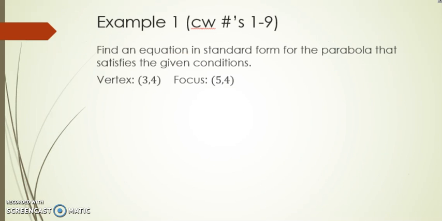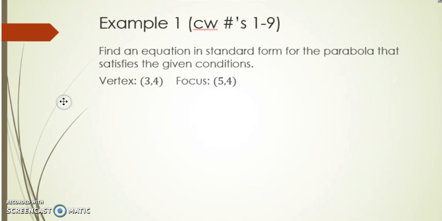So here's our first example. They're asking us to find the standard form for a parabola that has a vertex of 3, 4. So the first thing I like to do on these is indicate that that means I have the number h equals 3 and k equals 4.